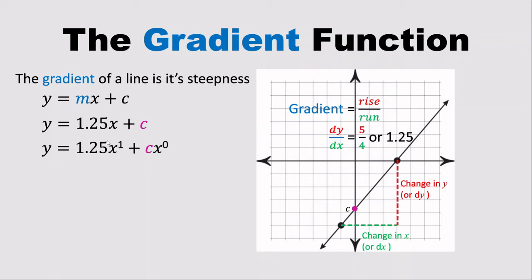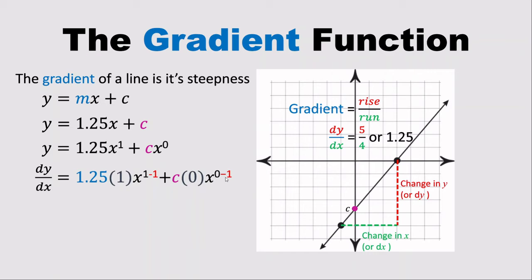Take the power, multiply it out front, and subtract 1 from that power. dy/dx becomes 1.25 multiplied by the power 1, and subtract 1 from that power, so 1 minus 1. My second term might look confusing, but you'll notice that if x has a power of 0, we'll multiply the 0 out front, and c times 0 becomes 0.